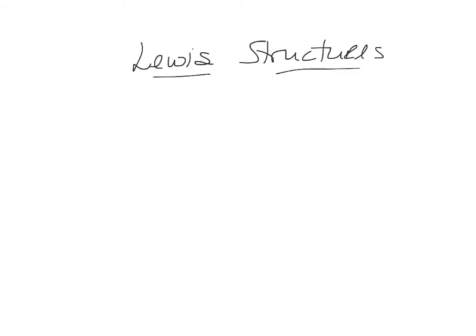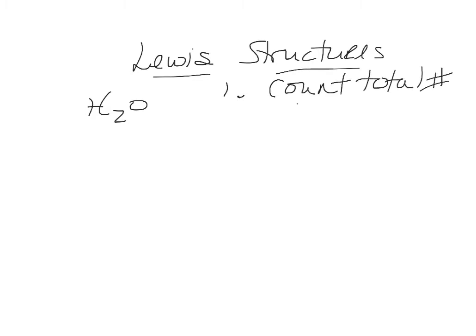Now, I'm going to take a short little jaunt into drawing Lewis structures. So you can skip over this if you're an expert already. So let's start really easy. Let's say I told you to draw the Lewis structure of water. Let me go through the quick rules. Rule 1 would be count the total number of valence electrons. Okay, so you have to remember how many valence electrons are in each element.